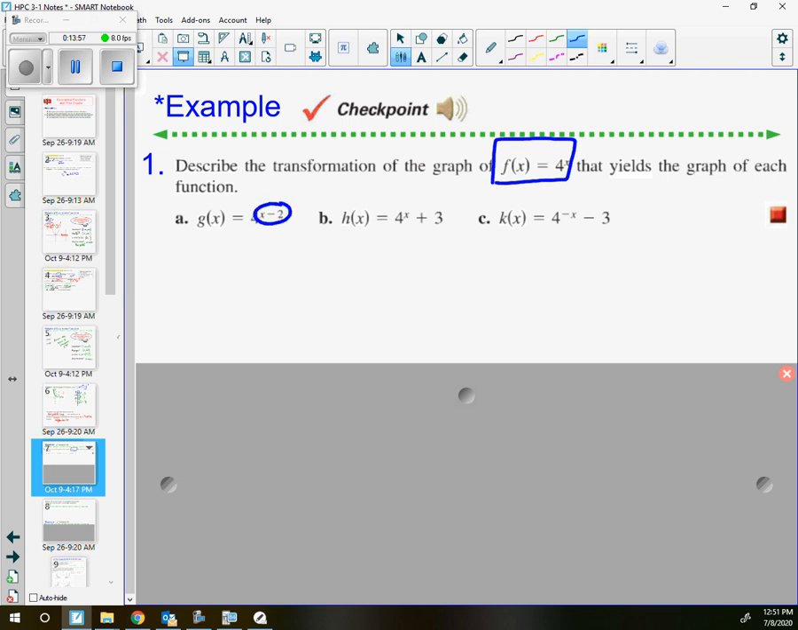Notice where that -2 is located. It's up in the exponent with the x, right? So it's with the x. That means it's going to be a horizontal transformation. It's going to be moving either left or right.